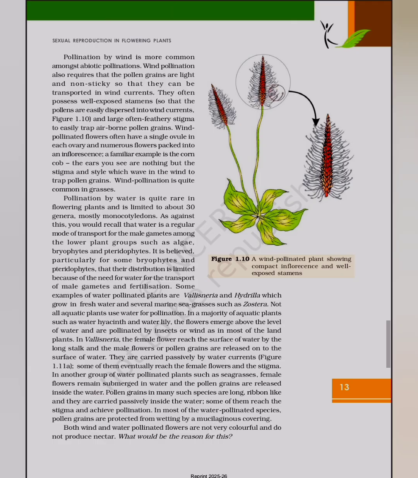Pollination by wind is more common amongst abiotic pollination. Wind pollination requires that the pollen grains are light and non-sticky so that they can be transported in wind currents. They often possess well-exposed stamens so that the pollen is easily dispersed into the wind current, and large, often feathery stigma to easily trap airborne pollen grains.